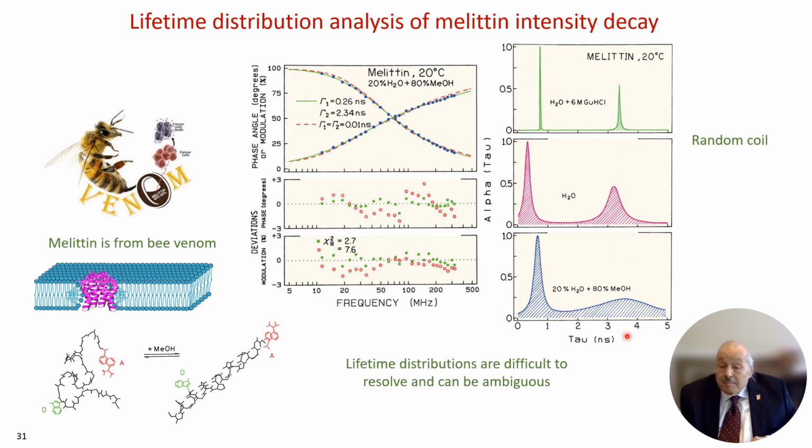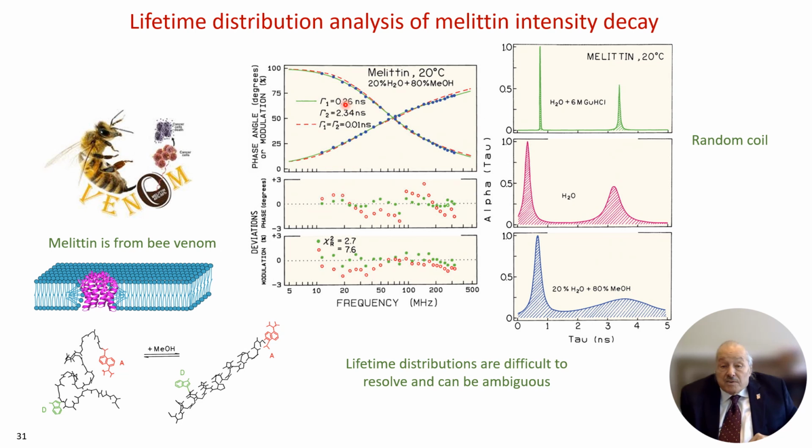And as an example of this, I'll use the peptide or protein melittin. Melittin is a peptide from bee venom. It likes to bind to cell membranes. It likes to form aggregates in the membrane, causes holes in the membrane, and that's what you call a bee sting. And we looked at this in various conformational forms.